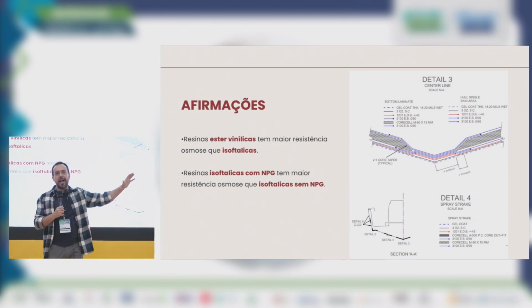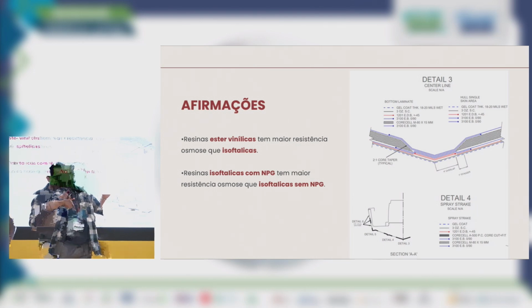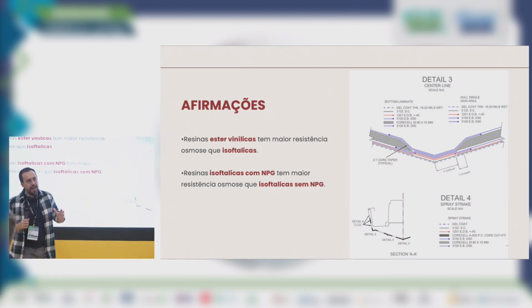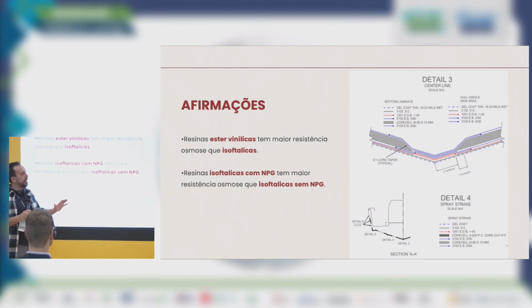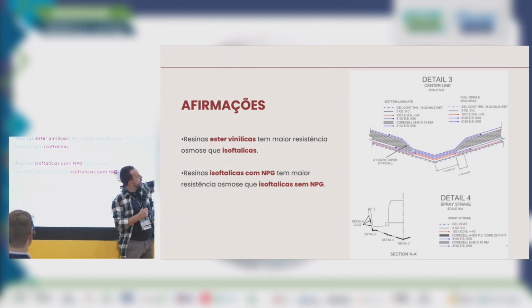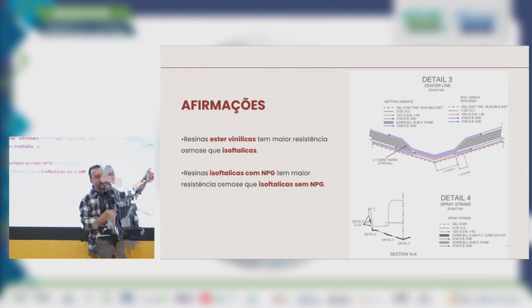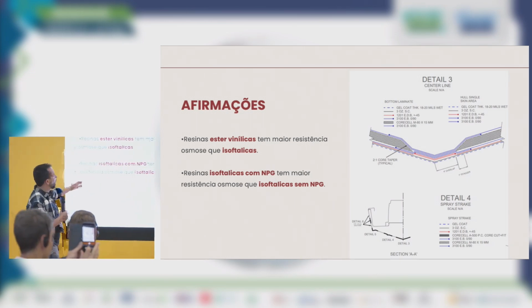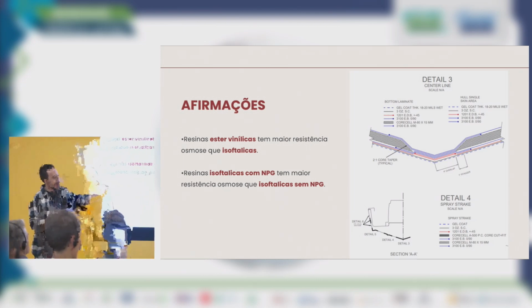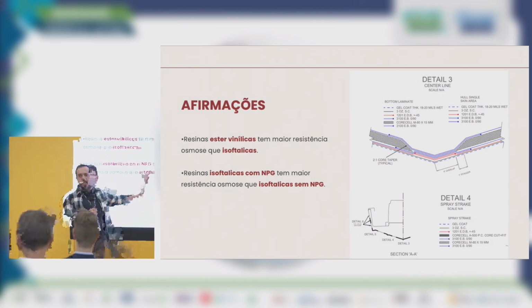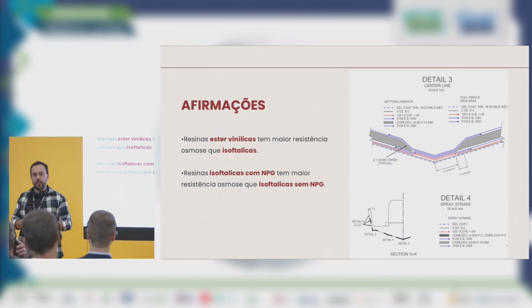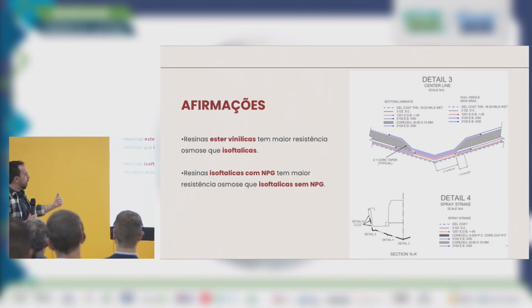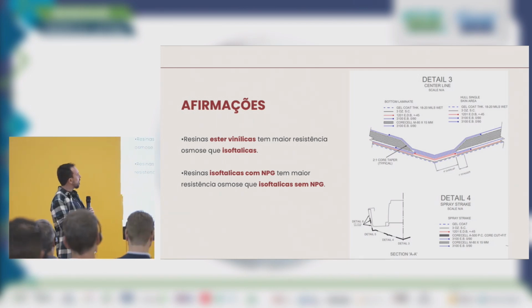Obviously, there's a question of finishing and a number of details, but what they told me was that if the water penetrates the gel, at least it's not going to cause a structural problem. It's an extra layer of protection. The other statement I often heard was that isophthalic resins with NPG are also more osmosis resistant than without NPG.